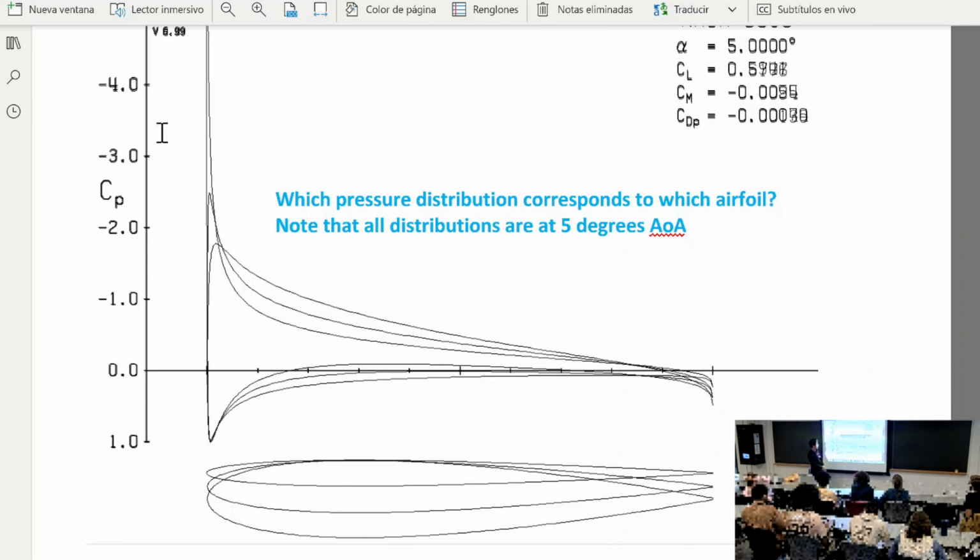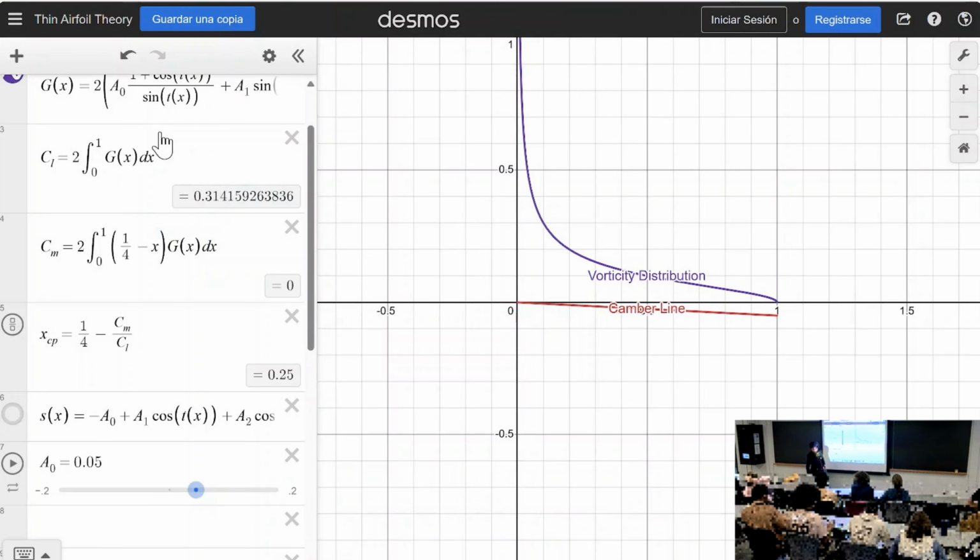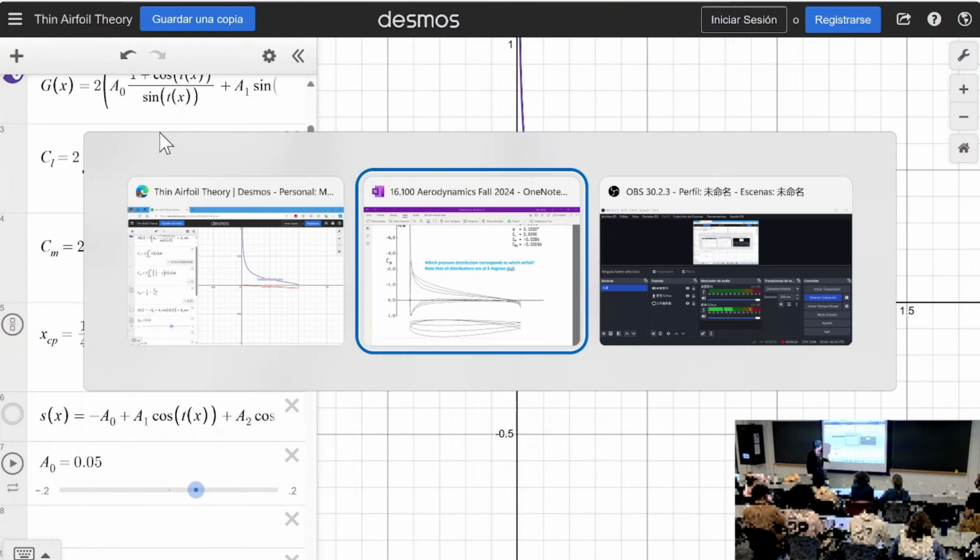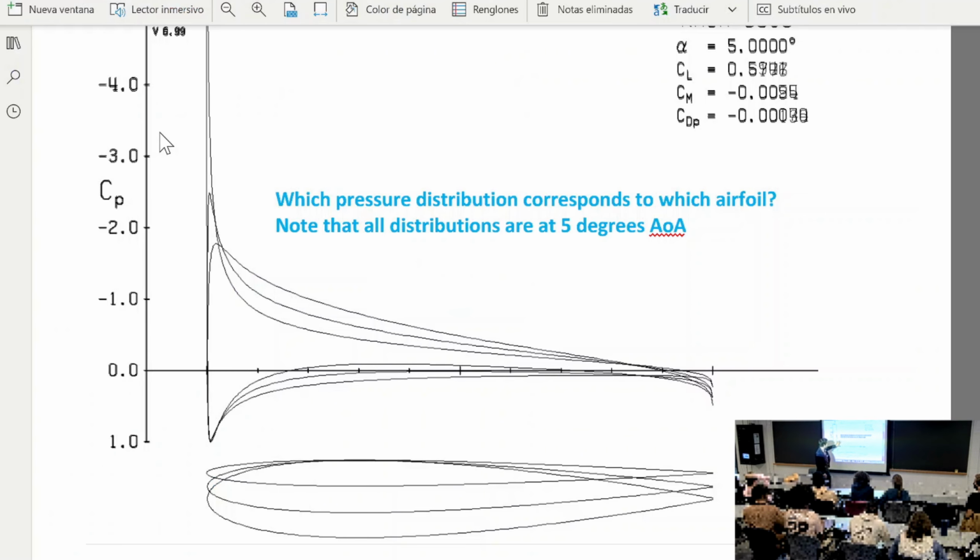Thank you. Another thing is what we saw on thin airfoil theory. It only prescribes the vorticity distribution. It only prescribes the difference between the upper and lower surface, right? So if you look at downstream, the difference between the upper and lower surfaces should be pretty much the same for all of these airfoils.